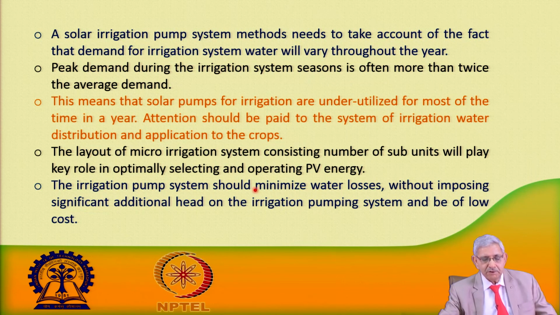A solar irrigation pump system design needs to take account of the fact that the demand for irrigation water will vary throughout the year. This is what you have seen from the graph which I was showing, that the demand will increase because the power supply will also change. Peak demand during the irrigation season is often more than twice the average demand.